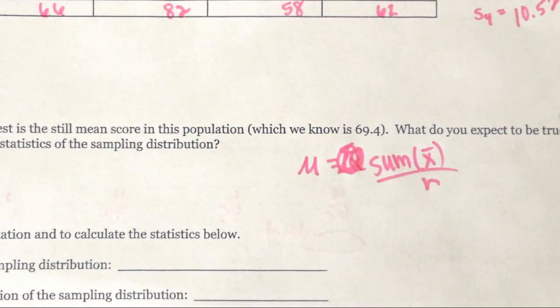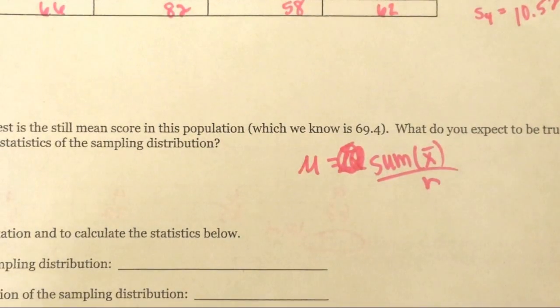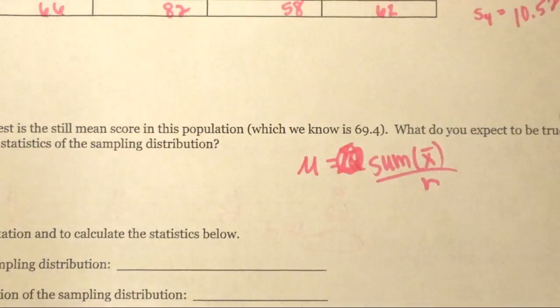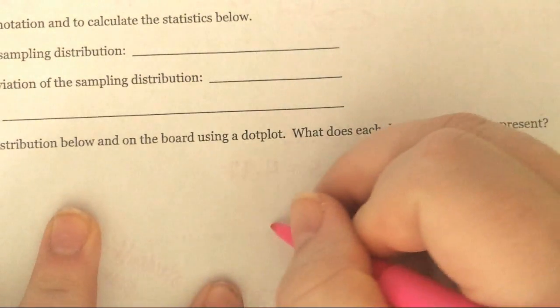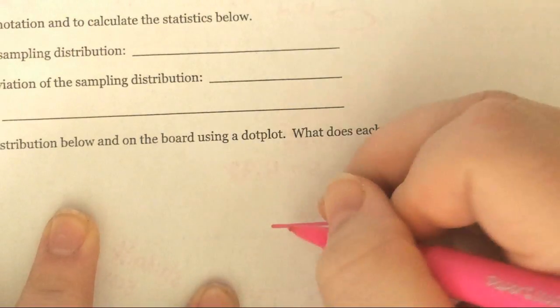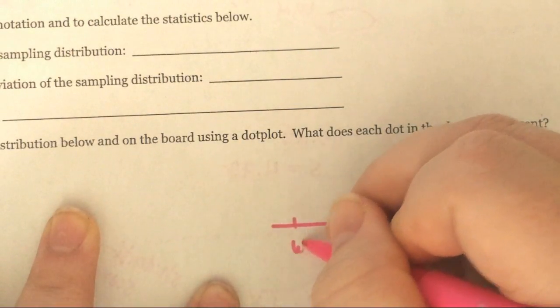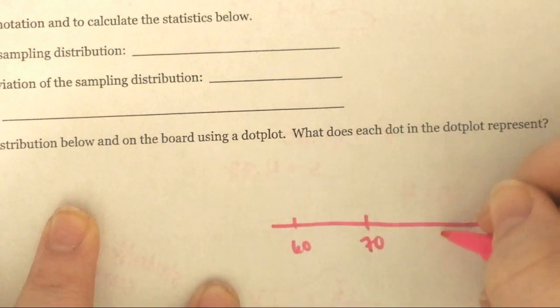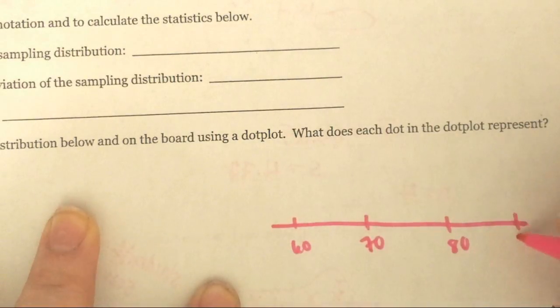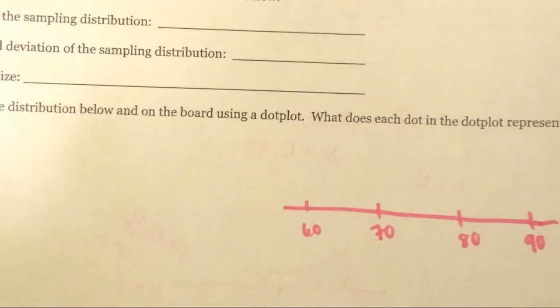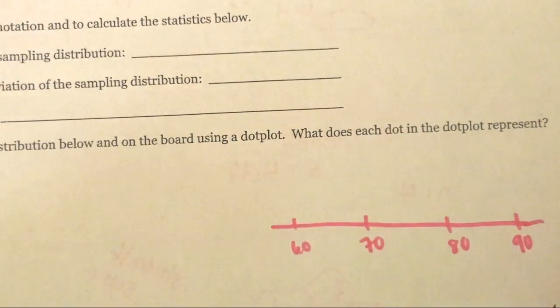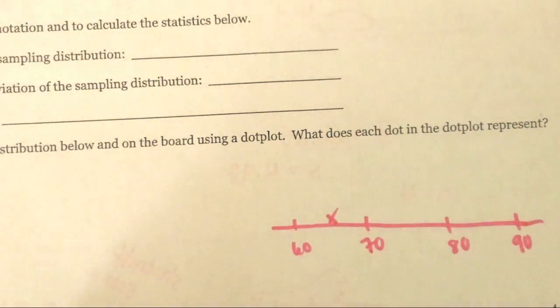You're like, what on God's green earth do you mean by that, Ms. Compton? And it's fine if you don't know. So let's just go straight to the bottom. Can we make a dot plot? Let's make a dot plot. I'm going to do 60, 70, 80, 90 again. For our very first trial on that front page, we got 65.25. So I'm going to put that one here.